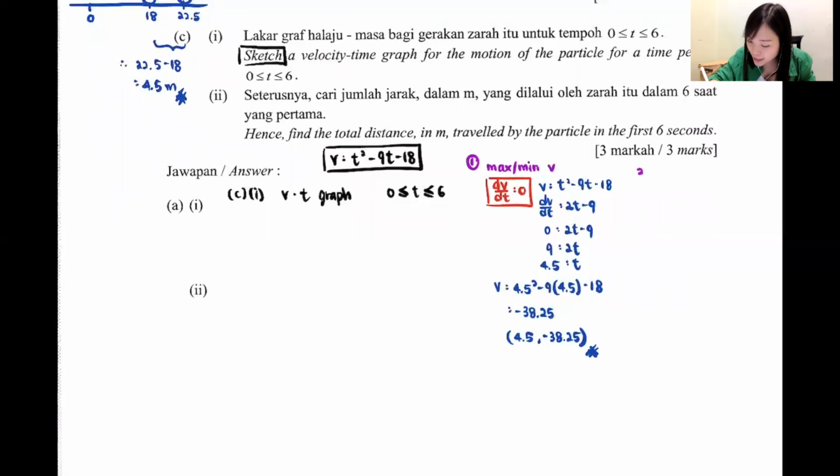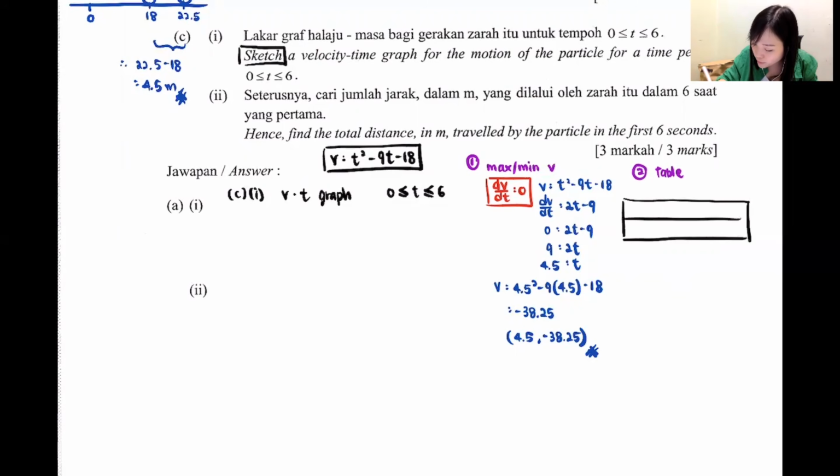And guys, second step. Second step is what? The table. Same like how we did just now. So guys, we will draw a table out. And as usual, we will find the x and the y. The x now is t. The y now is v.